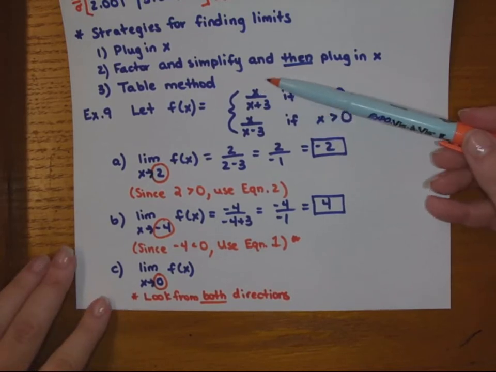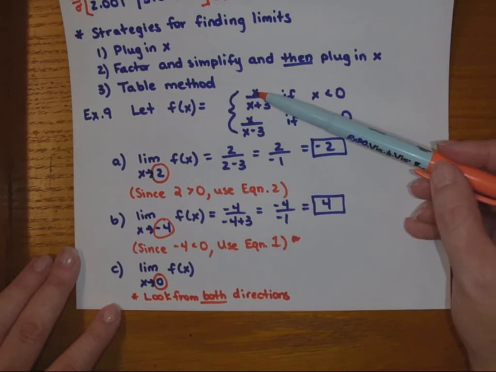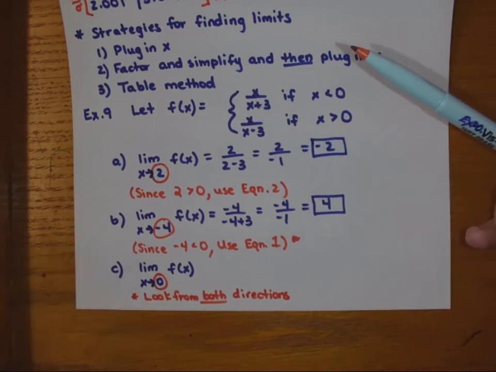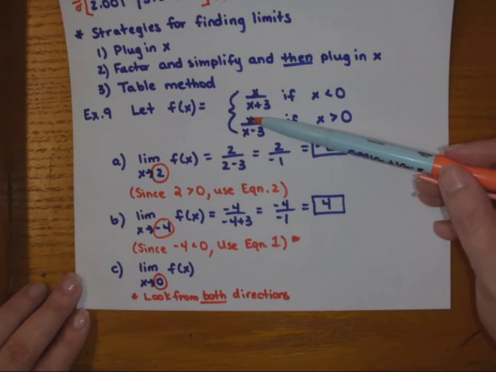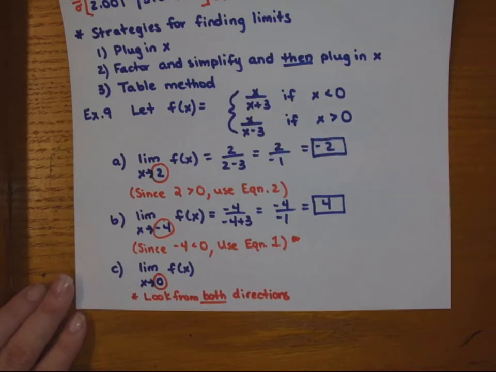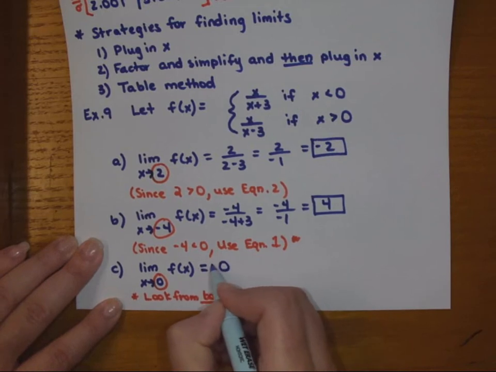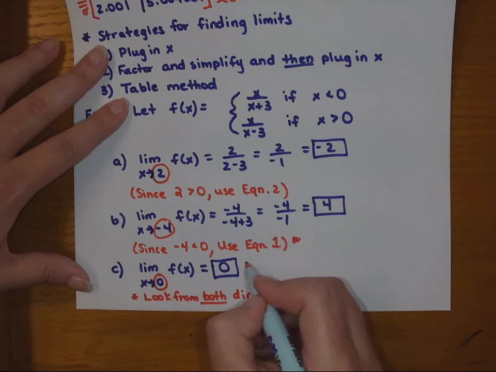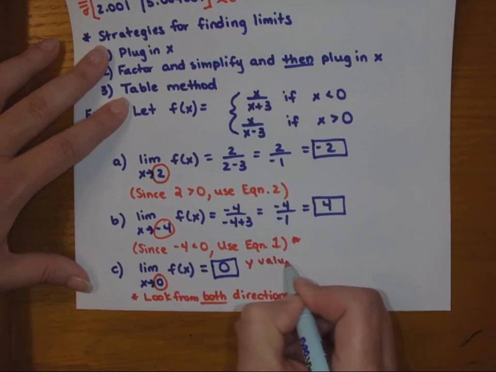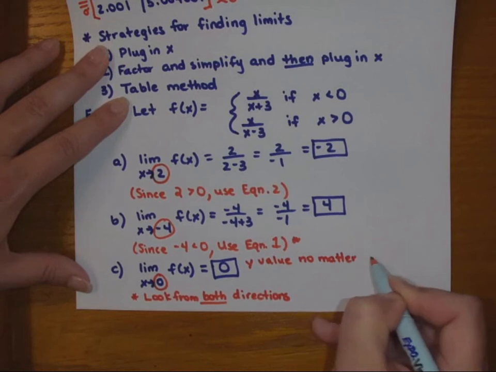If we were to plug in 0 on the left of x equals 0, right, we would get 0 over 3, which is 0, right? If we look at it from the right of x equals 0, we'll get 0 over negative 3, which is also 0. Notice we have agreement here. So the answer here is 0, okay? And the reason is this is the y value no matter which direction we come from.